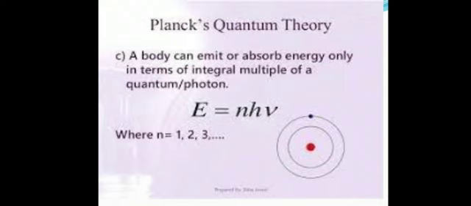Postulate number 3 states that energy emitted or absorbed by a source is always a whole number multiple of quanta, or a body can emit or absorb energy only in terms of integral multiple of quantum or photon. That means energy emitted by a source will always be in the form of 1 quanta, 2 quanta or 3 quanta. Here n is the whole number. That means energy emitted by the source will not be in fractions like half quanta, like 1.5 quanta. No. It will always be 1, 2, 3 or 4.